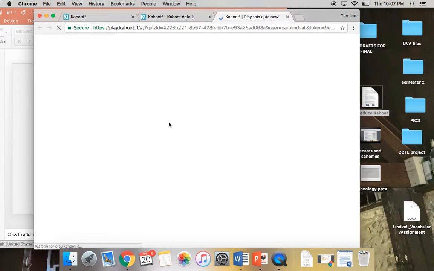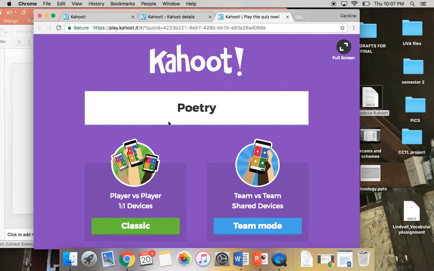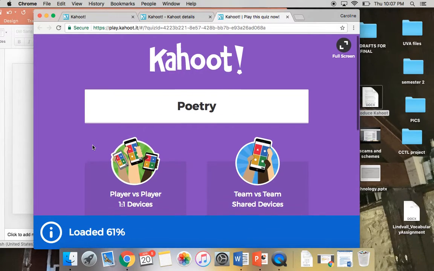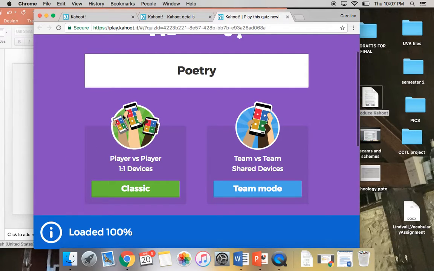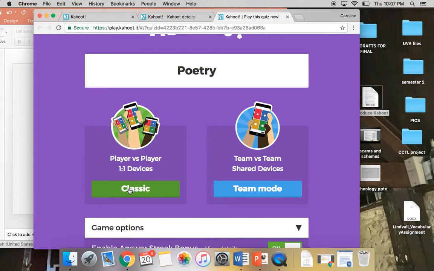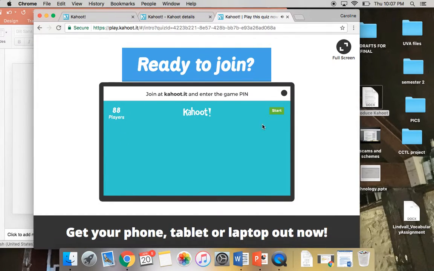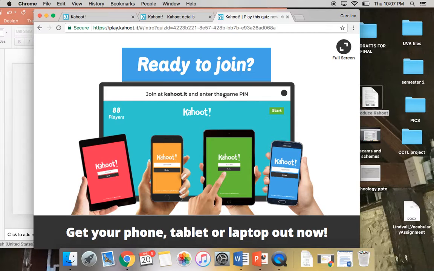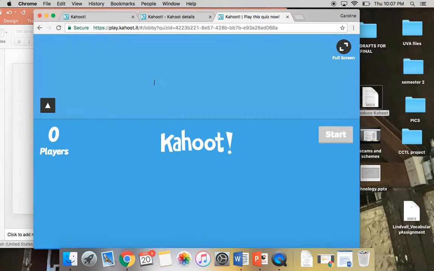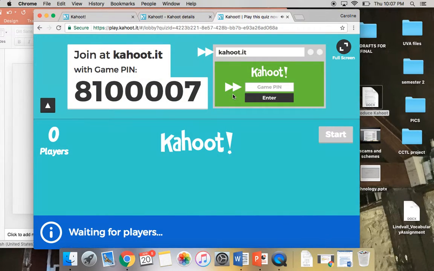Students are able to use their own devices, like a phone or a laptop, to participate in Kahoot. They must plug into the game pin and then create their own name to play. The teacher can project it onto the screen and students can answer these questions. They can text it in or use their own laptops or iPads.